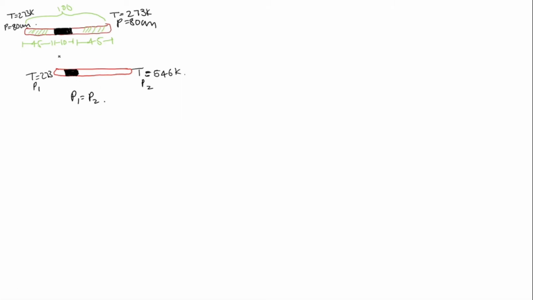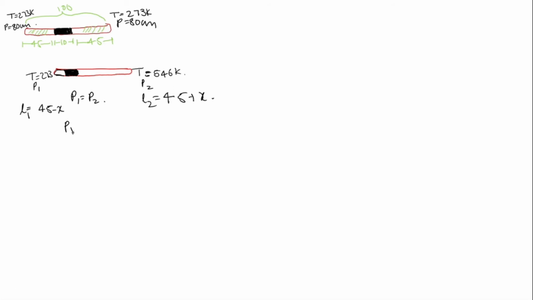Initially the length of this side of the gas column was 45. Now if you consider the mercury moves x centimeters this side, so the length of this part will be 45 minus x, this is L1, and L2 will be 45 plus x because it moves this side. Now we'll find out the value of x.